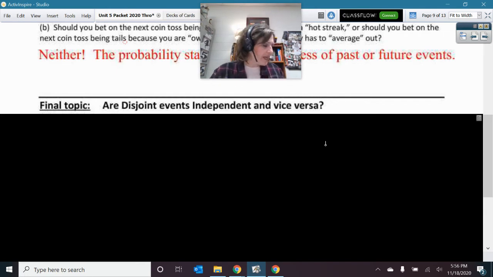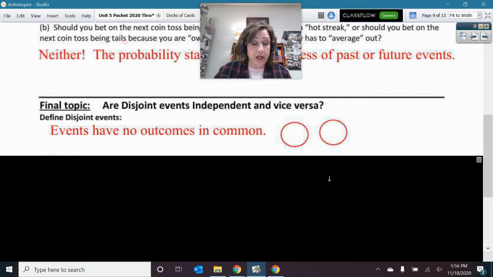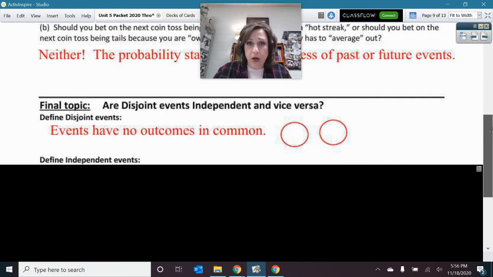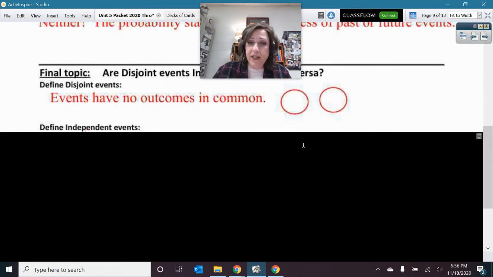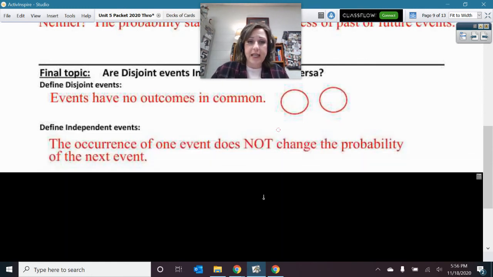So here we go. Actually, I think I have a deck of cards right here. I do. I'm going to pull out my deck of cards because we're going to use an example with decks of cards. Okay, well, first of all, we know our definitions. Disjoint events have no outcomes in common. And we know that independent is when the fact that you are one thing does not change the rate.